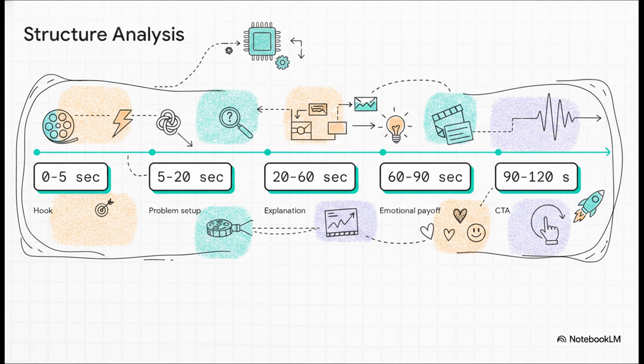Just look at this breakdown. You've got a blazing fast hook right out of the gate from 0 to 5 seconds. Immediately after, the problem setup grabs your attention from the 5 to 20 second mark. The meat of the explanation happens between 20 and 60 seconds. Then, crucially, you get hit with this emotional payoff from 60 to 90 seconds, rounding everything out with a solid call to action up to the 120 second mark. This isn't just an observation, it is the literal skeletal framework you're going to use for your own remake. It shows you the math behind the magic.